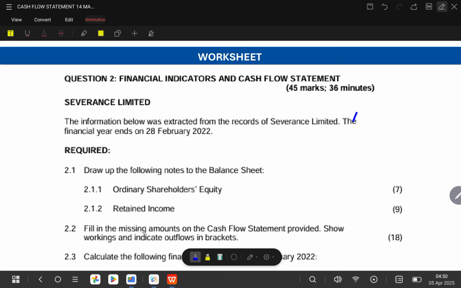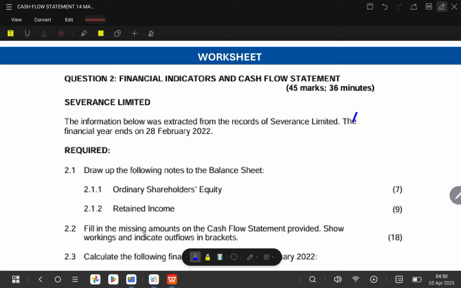Now, in this morning's lesson, we're going to be looking at a cash flow statement. It also includes some notes to the balance sheet, and we'll try by all means to make sure that by the end of this lesson you understand how your cash flow statement works. Once you're required to do some notes for the balance sheet, just know that you are going to need that information in the cash flow statement.